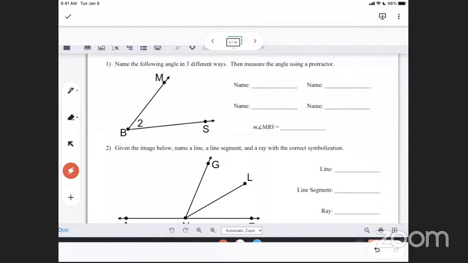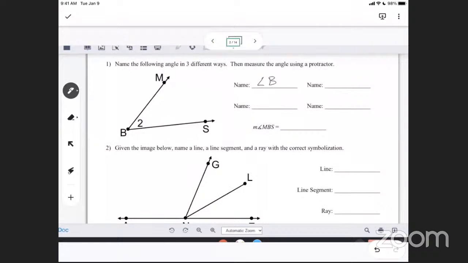Yeah. Okay. So the first one says, name the following angle in 3 different ways, then measure the angle using a protractor. So you'll have to do the protractor thing on your own. You good with that? Yeah. Okay. So you could just name it. It said 3 different ways. So one way you could name it is just angle B, because there's really only one angle there.